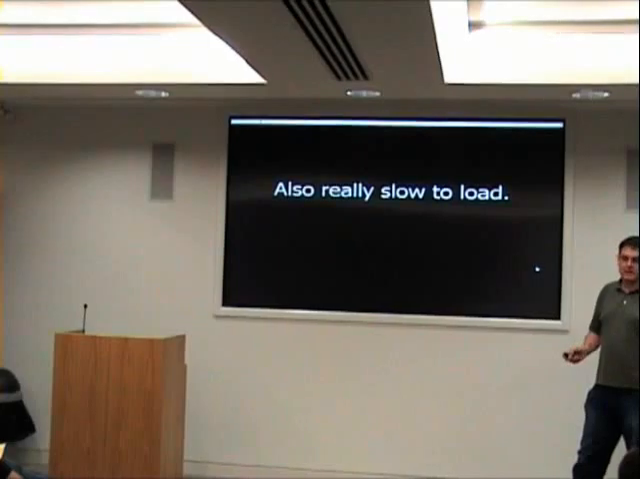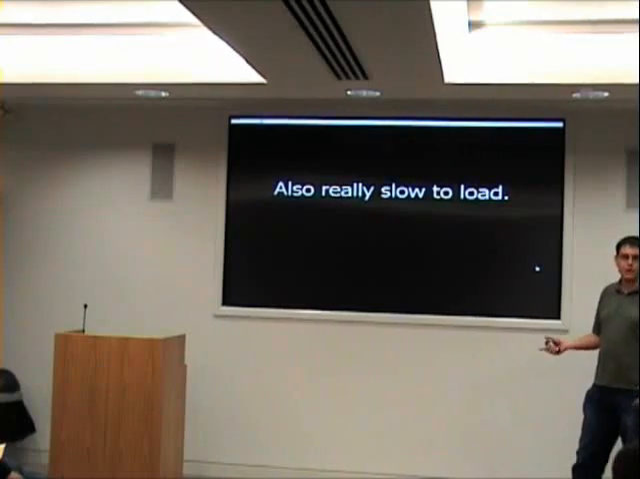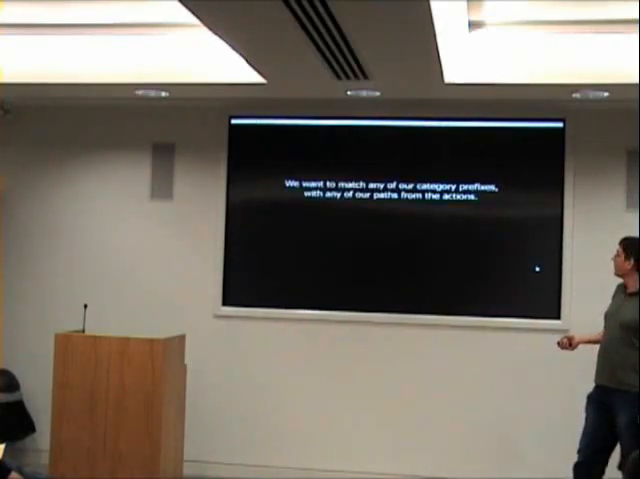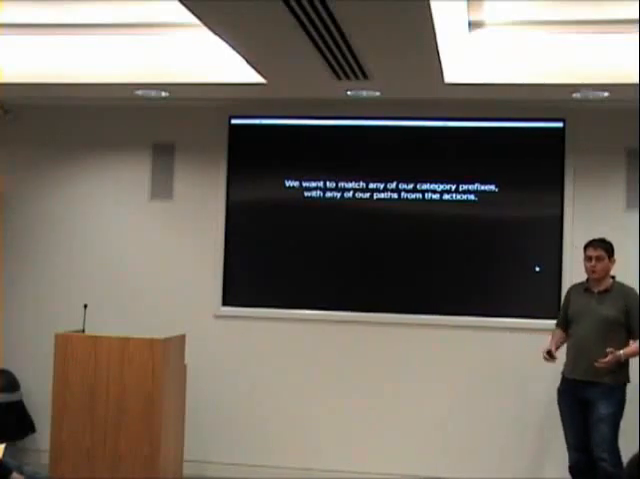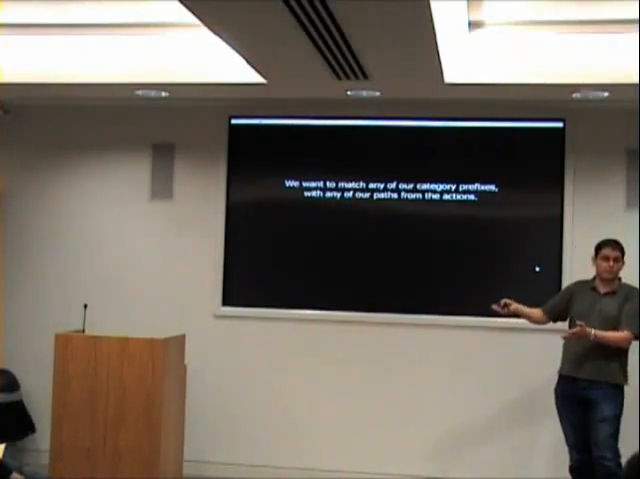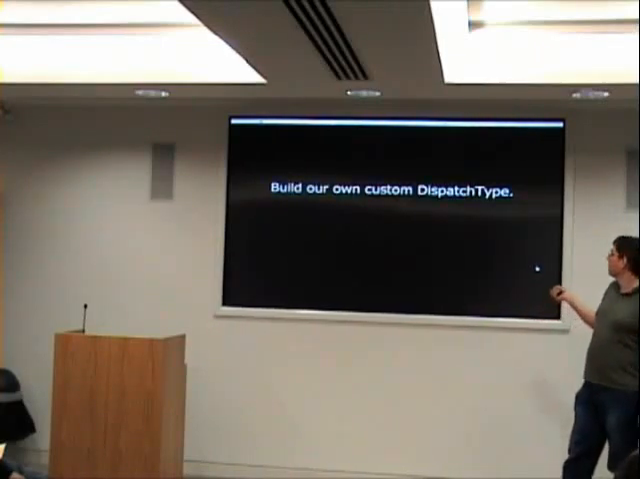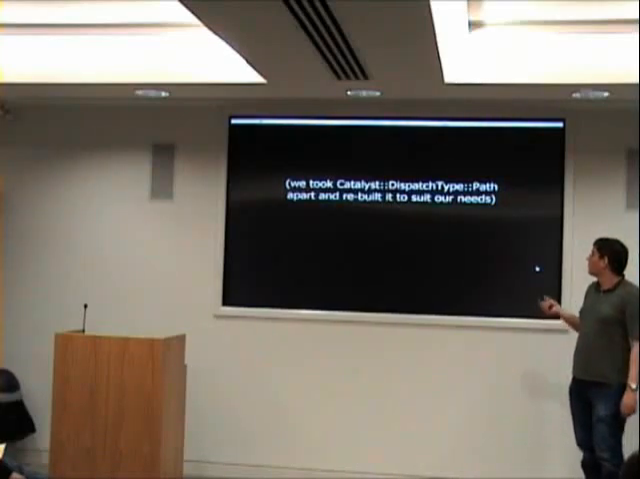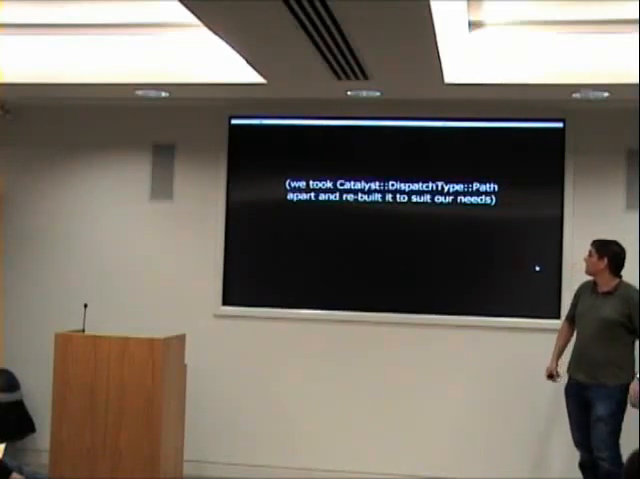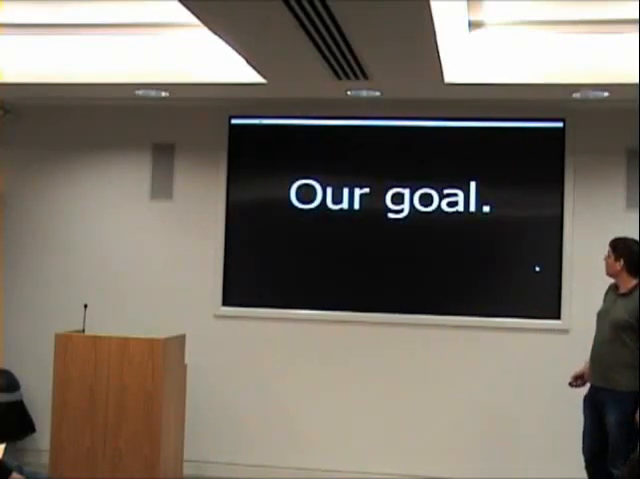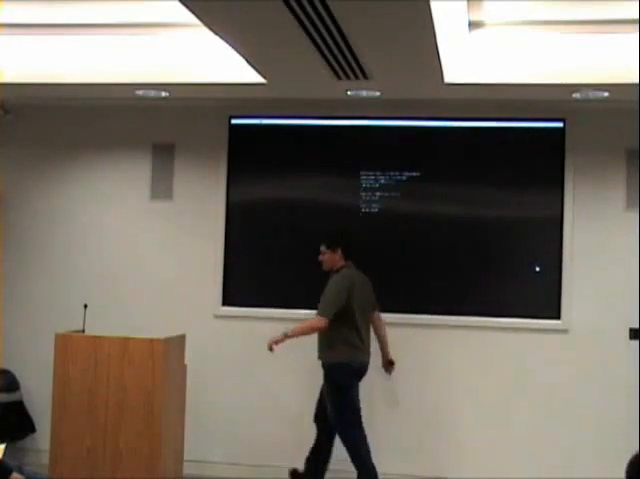We run 3 very, very similar apps for various different newspaper sites on our servers. It got to the point where restarting Apache was kind of a killer. So for a solution, what we decided we wanted to do is we've got a whole bunch of prefixes and a whole bunch of suffixes where we want to actually match things. We want to pair these up. So we'll have a go and build our own custom dispatch type. We basically took apart Catalyst dispatch type path because we only wanted the path actions and rebuilt it to suit what we wanted. So the goal is to have something like this.